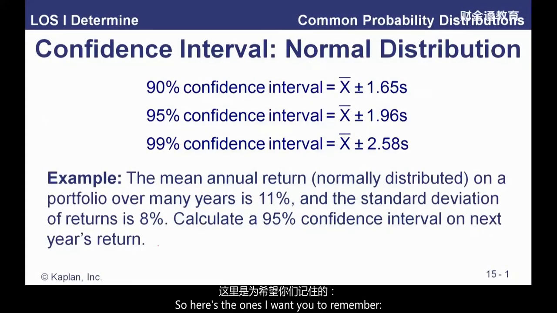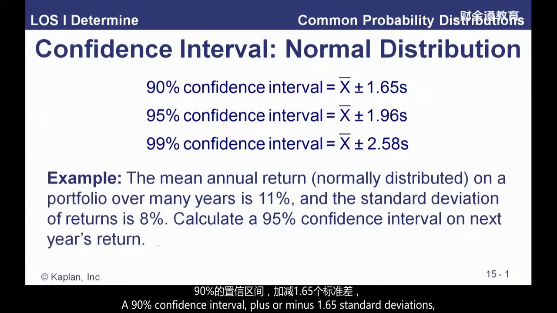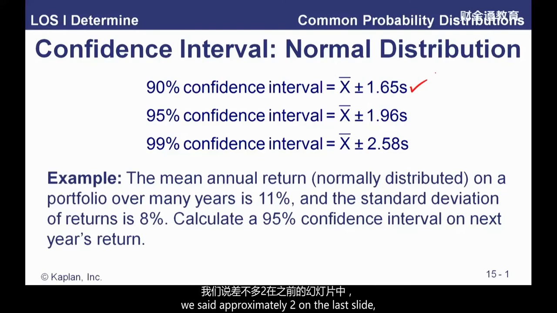So here's the ones I want you to remember. A 90% confidence interval, plus or minus 1.65 standard deviations. We said approximately 2 on the last slide, but for a 95% confidence interval, we'll go 1.96 standard deviations either side of the mean. And for a 99% confidence interval, 2.58 standard deviations either side of the mean.